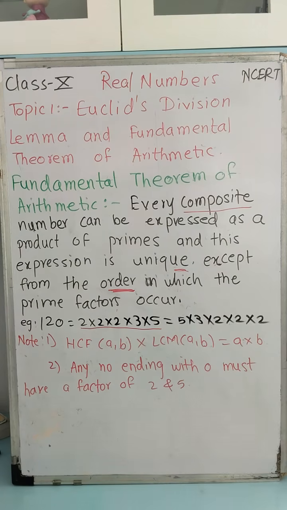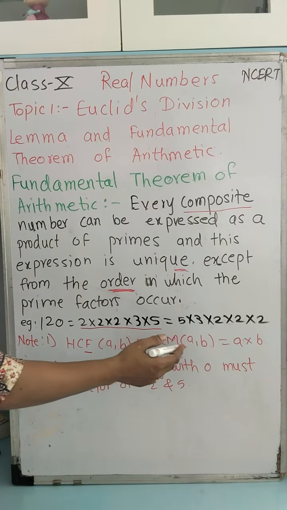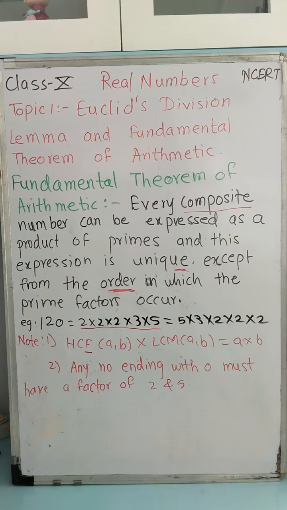Okay, for your 10th standard, this topic is very important because there will be a compulsory 2 marks question on this topic. So for that you need to remember that HCF, that is the highest common factor of a and b, into LCM, that is the lowest common multiple of a and b, is equal to what? Product of a and b. This formula is very important, compulsory, for the last 10 years, 15 years. Compulsory one question occurs in this topic.